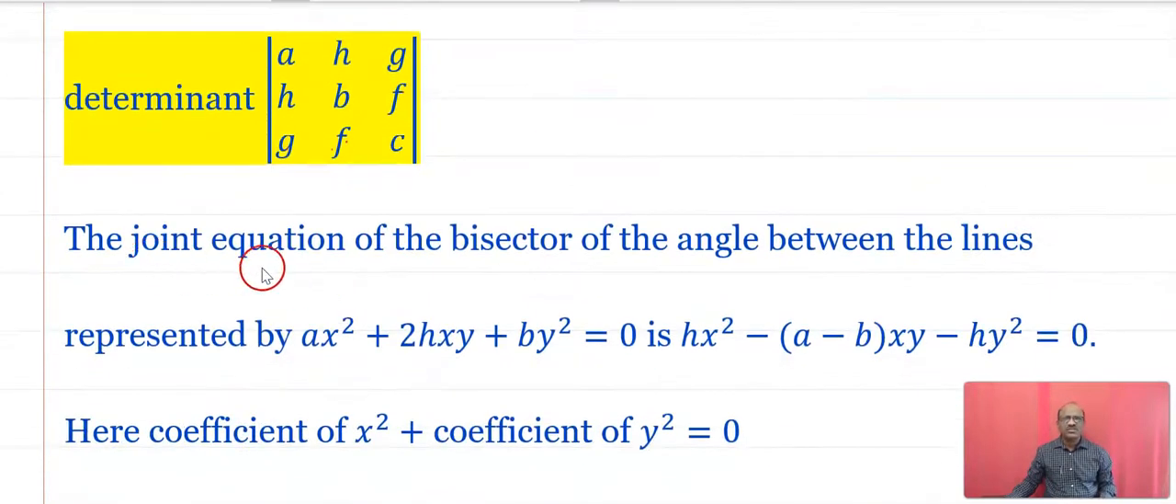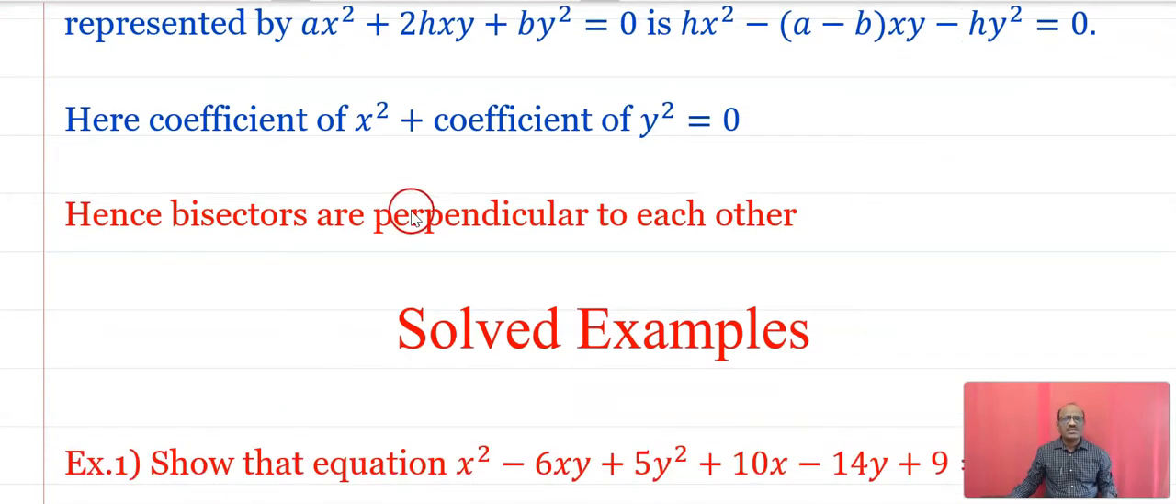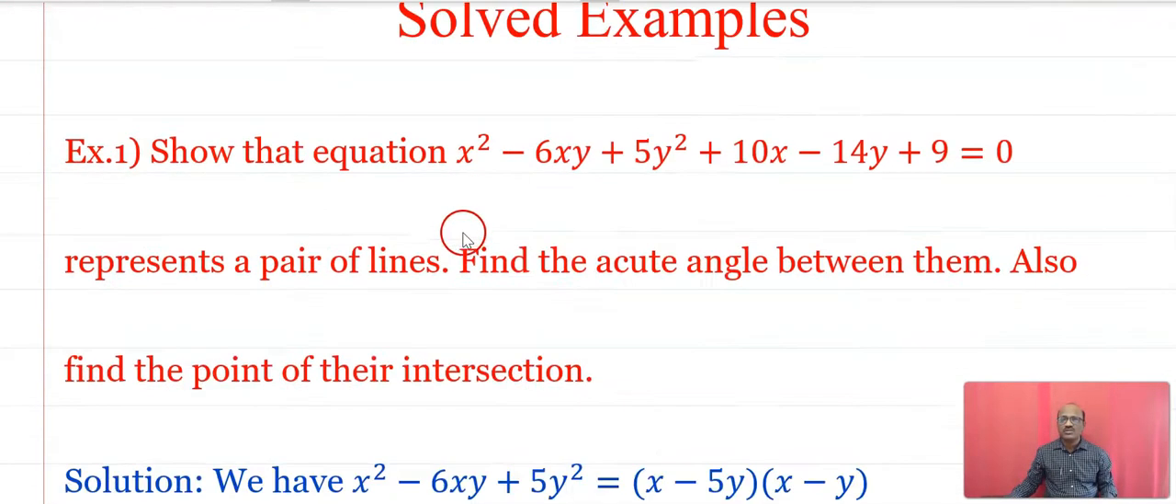The joint equation of the bisectors of the angles between the lines represented by ax² + 2hxy + by² = 0 is h(x² − y²) − (a − b)xy = 0. And here the coefficient of x² plus the coefficient of y² is h + (−h), which equals 0. Hence the bisectors are perpendicular to each other.